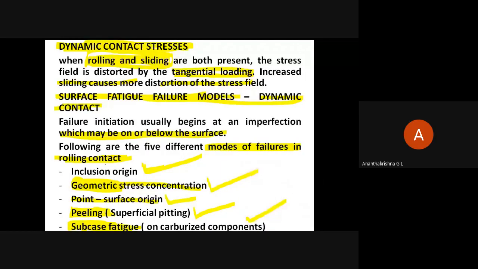Just note down these sentences. Following are the 5 different modes of failure. Note down this much, that is, up to this, please note down.